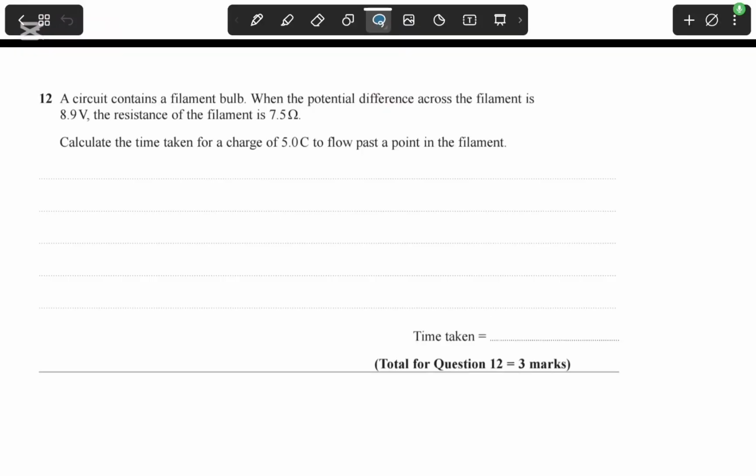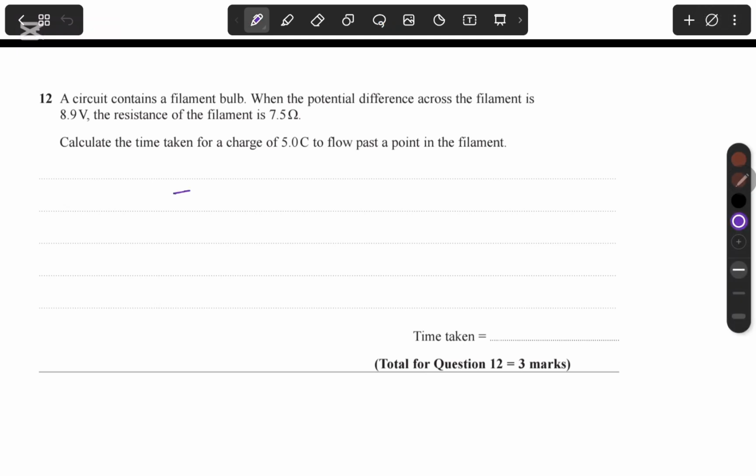Question number 12 says, a circuit contains a filament bulb. When the potential difference across the filament is 8.9 volts, the resistance of the filament is 7.5 ohms. Calculate the time taken for a charge of 5 coulomb to flow past a point in the filament.